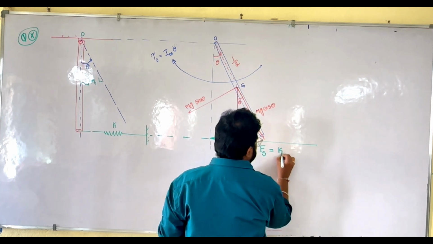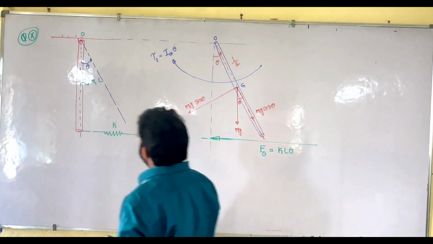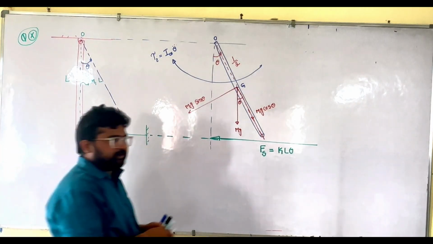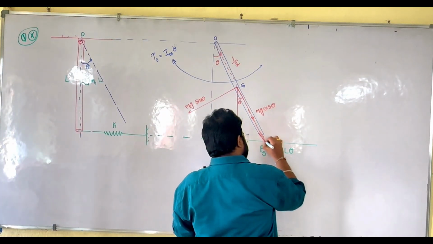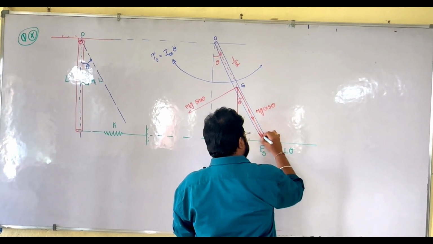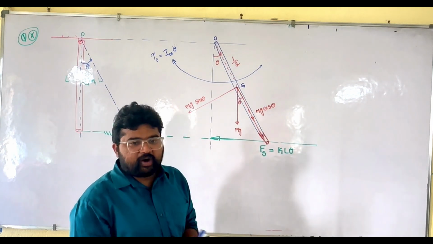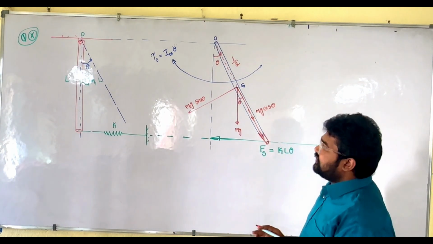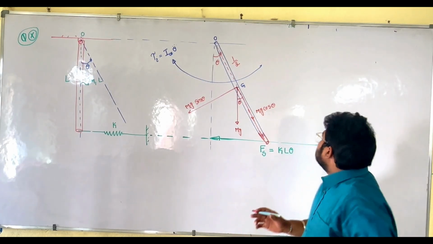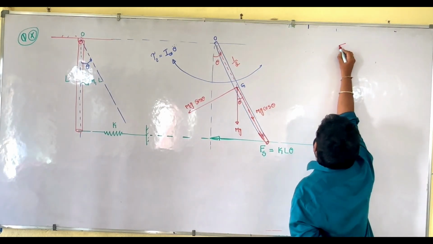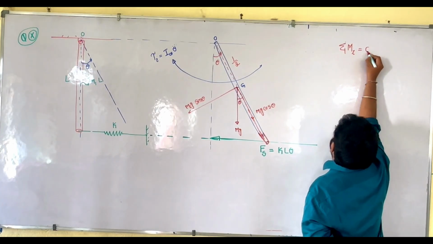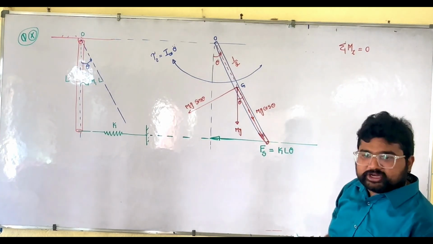The spring force is k into L theta. This should be L. K into L theta. Are you following? Now apply moment about point O. Inertia torque is represented in the free body diagram, which means the dynamic problem is converted into a static problem. Apply static equilibrium equations: sigma M equal to 0.